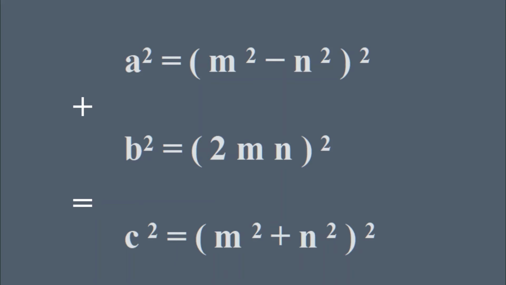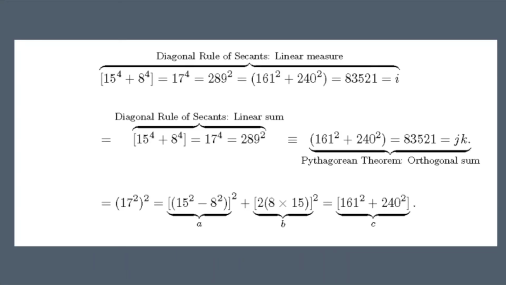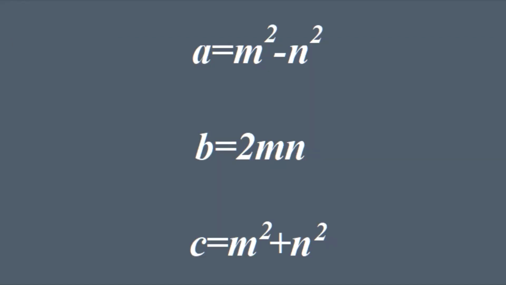For instance, consider the following consolidation. The last equation of this consolidation perfectly satisfies the form of Euclid's formula. That is, we shall allow 15 and 8 to equal m and n respectively. Therefore, given the following, we then obtain the following.